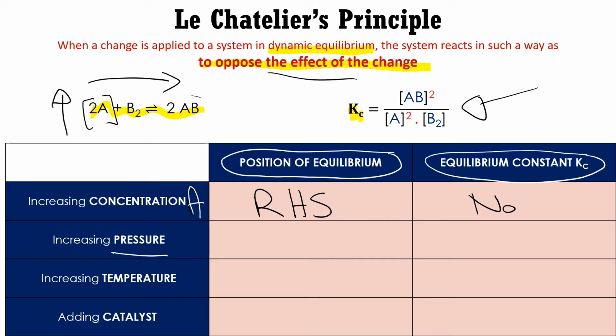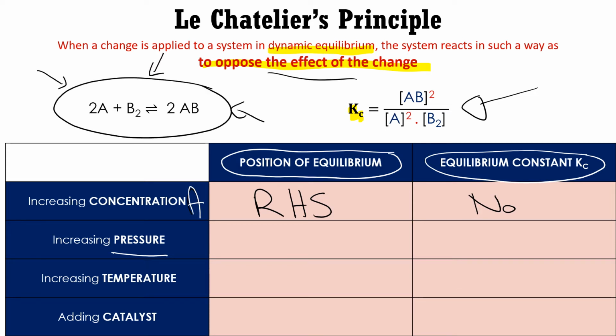Okay? What will happen if we increase the pressure? Just imagine that we have gases here, so we have a system, and we increase the pressure. The system will respond to this change. How will it oppose the effect? The position of equilibrium will shift to the direction that has fewer moles.